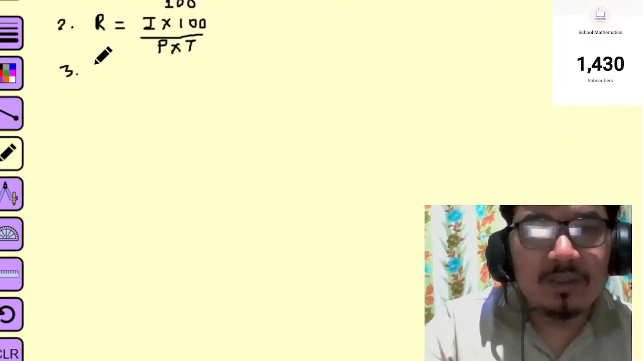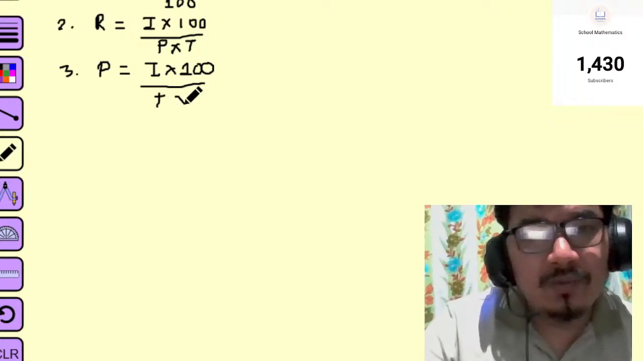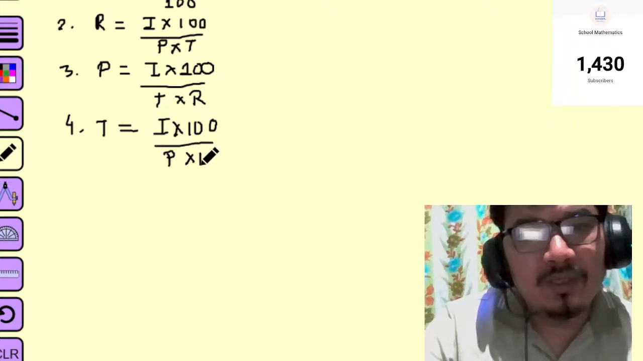And suppose if a question is given to find principal, then for principal we have to use interest into 100 and then divided by T into R, time into rate here. And when it is asked to find time, then time equals, we have to use the formula interest multiplied by 100 and divided by P into R, principal into rate.